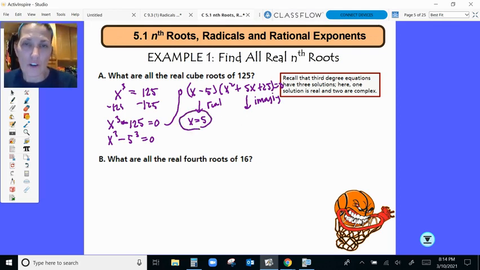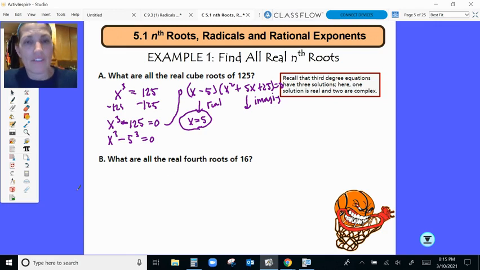If you recall back to our polynomial section, if I have a power of 3, I'm going to have either all 3 real solutions, or I'm going to have 1 real and 2 imaginary, okay? In this case, with all my cube roots, I only have 1 solution. Anytime I have an odd cube root, I'm going to have 1 real solution, okay?